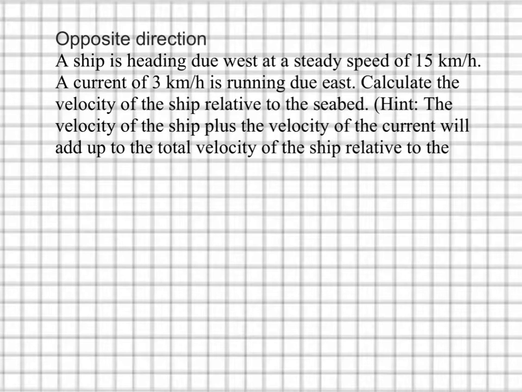Now, because the water is running in the opposite direction, anytime you have opposite direction vectors, you subtract. So here, the resultant would be 15 minus 3, which is 12 kilometers per hour. Now, which way would the vector be pointing? Well, the vector points whichever one was greatest before you subtracted. So the 15 was greater than the 3 before we subtracted. So this vector has the same direction. So 12 kilometers per hour west.